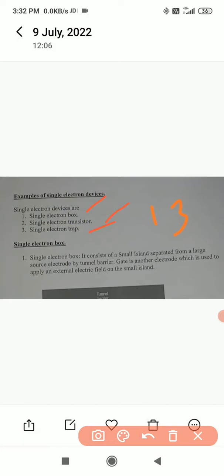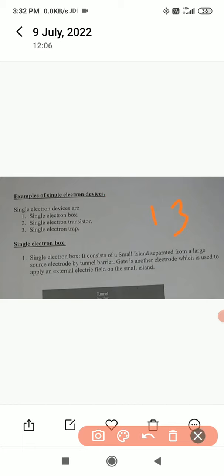By using this single electron transistor, in a small area we can build a larger number of transistors in a microchip. We know that a transistor works like a switch. In one second we can switch on or off by using a single electron here. So it is a very powerful device that we use here.